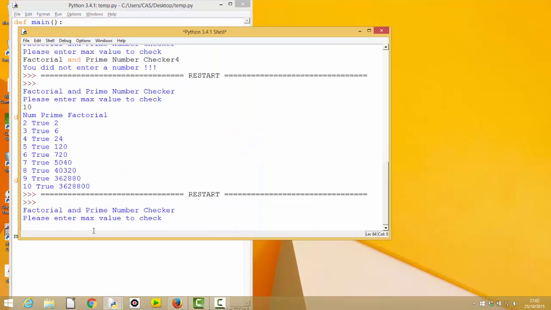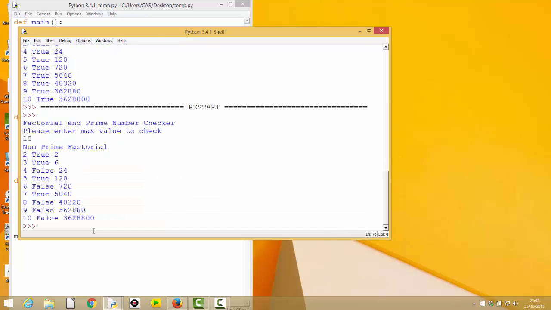Okay, so our next value to check, we'll go for 10 again and see what happens. So it's telling me 2 is a prime, 3 is a prime, 4 is false, 5 is a prime, 6 is false, 7 is a prime, 8 and 9 are not primes, and 10 is not a prime. So that looks pretty good.